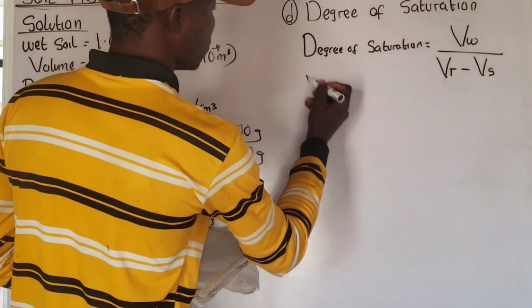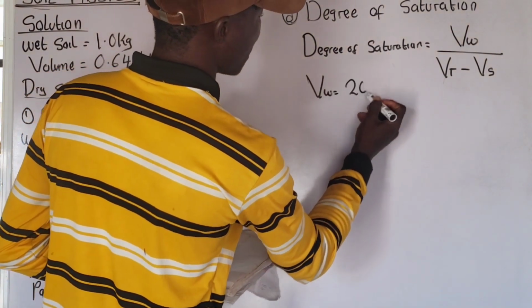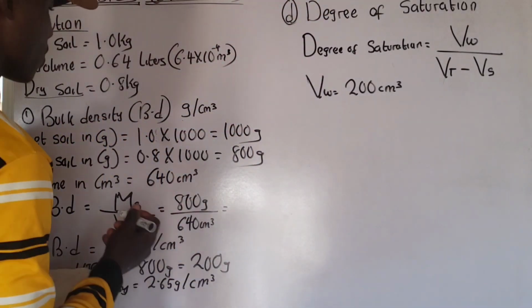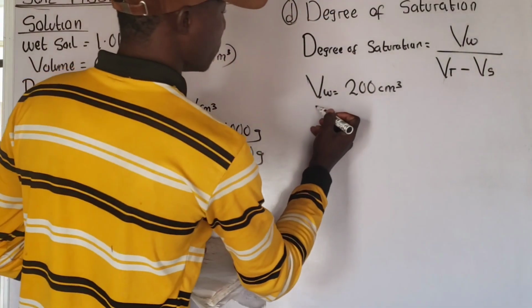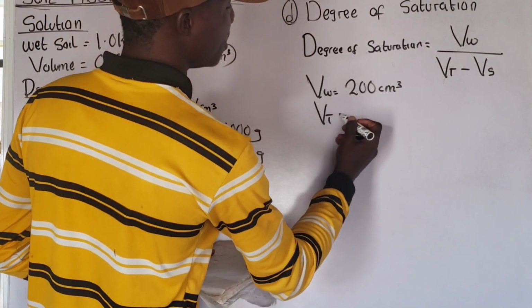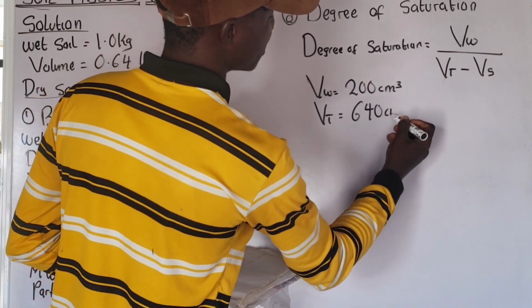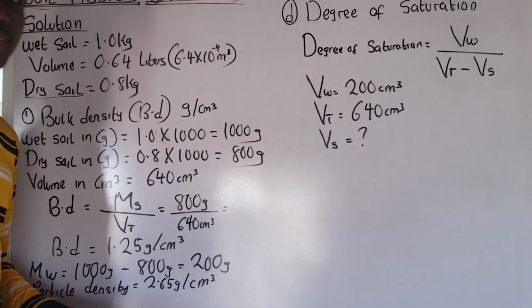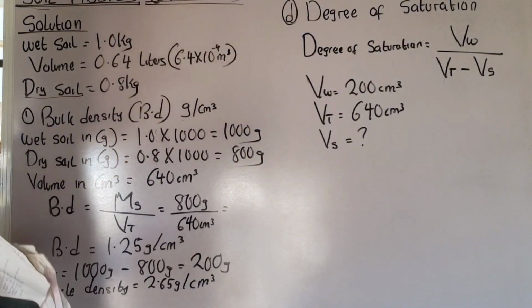200 centimeter cube. The volume of water equals 200 centimeter cube from our previous calculation. You understand? And the total volume is what? 640 centimeter cube. The total volume VT equals 640 centimeter cube. Now, we don't know the value of Vs. How do we calculate the value of Vs? We can determine the value of Vs from the particle density.